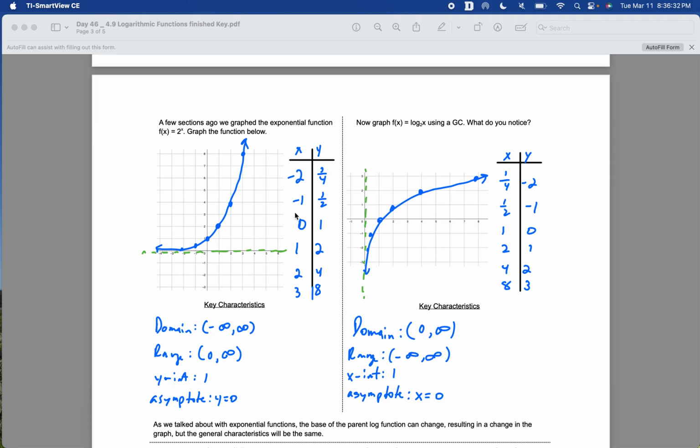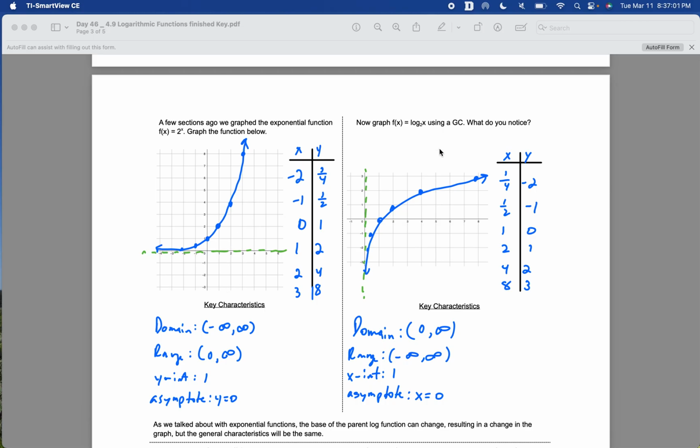3, I get 8. Negative 1, I get 1/2, because 2 to the negative first, I just flip it. 2 to the negative second, I flip it upside down, and then I square it, so 1 over 4. So my graph looks something like that. These were some of the characteristics we talked about. The domain is negative infinity to infinity. The range is 0 to infinity. The y-intercept is 1, and then I have a horizontal asymptote at y equals 0.